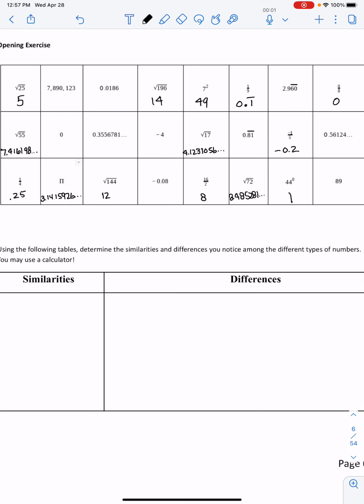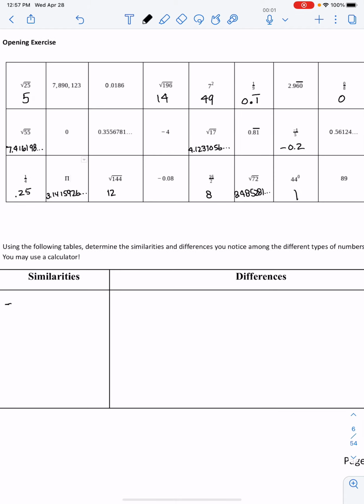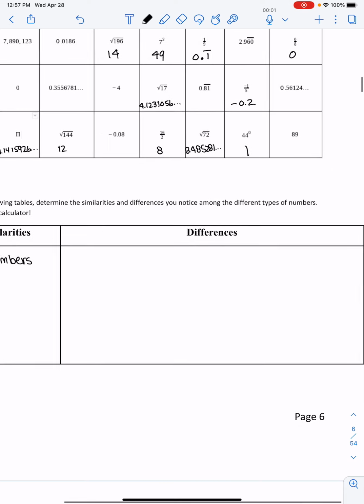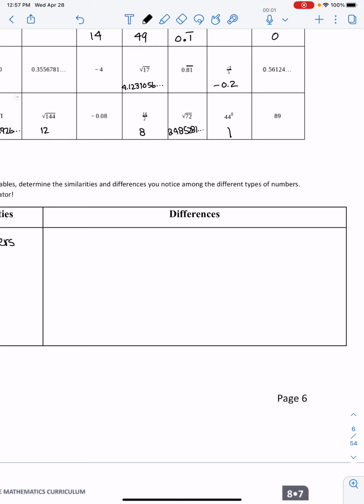So the next thing that we're going to do is, using the following tables, we're going to determine the similarities and differences that we notice among the different types of numbers. And we can use the calculator for that. So our similarity is that they're all numbers. Our differences are that we have different types, and we have different representations.